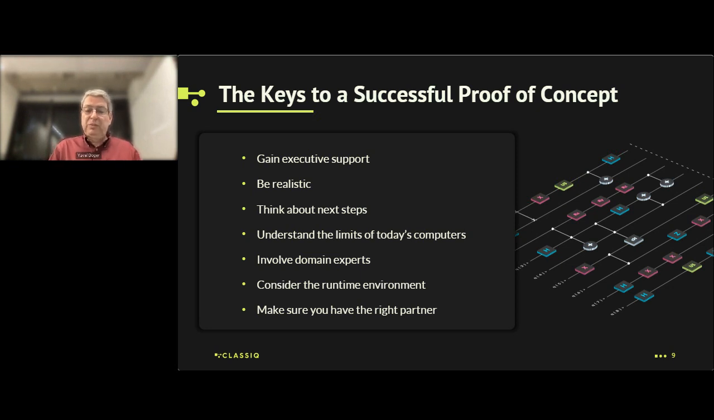Understand the limits of today's computers, whether it's in number of qubits or noise or availability or cost and so on. And make sure that you involve domain experts, so it's not just quantum experts, but also chemistry or supply chain or finance experts. Think about how to run it. And of course, between Scott and myself, between Deloitte and Classiq, make sure that you have the right partner to guide you through the process and help you make the right decisions. So with that, Sam, we'd love to turn it over to you.